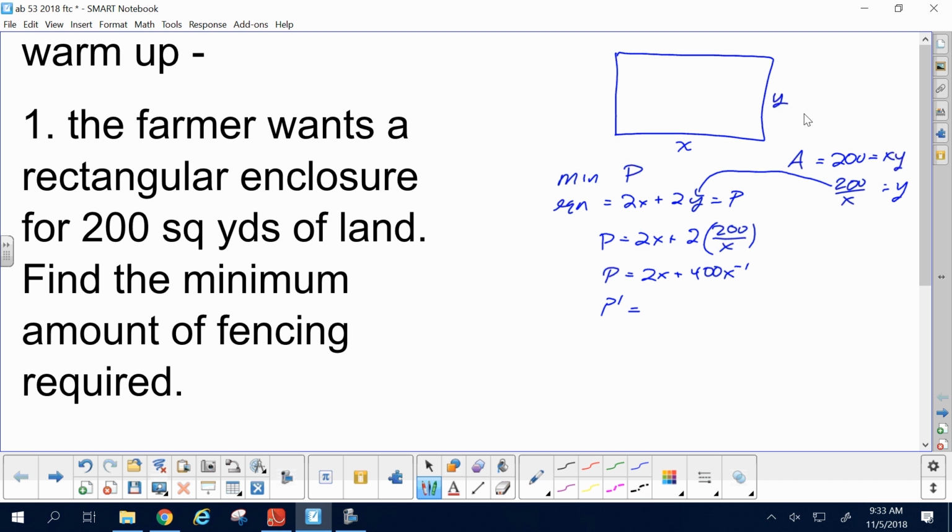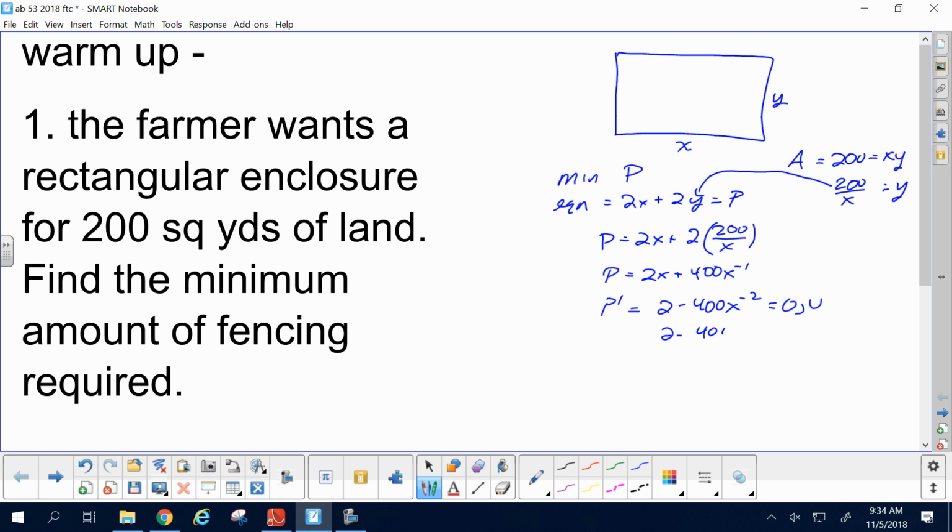Is that a derivative with respect to time or just derivative in perimeter with respect to x changes? X changes. It's how x changes affect perimeter, and there's no time to it. So 2 minus 400x to the negative 2. Did you get the derivative correct? Good. Let's find the critical numbers here because that's where the derivative will change signs.